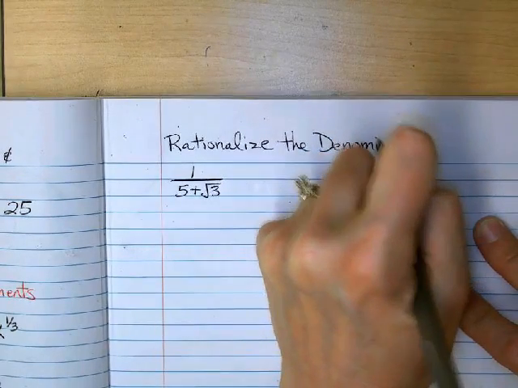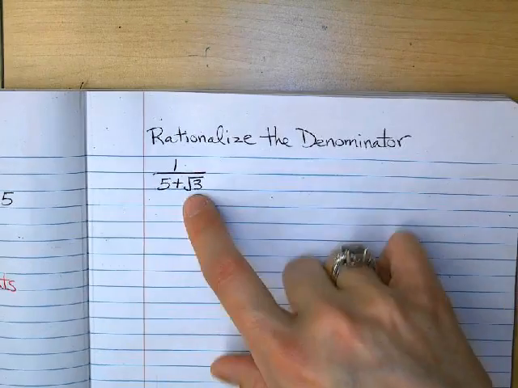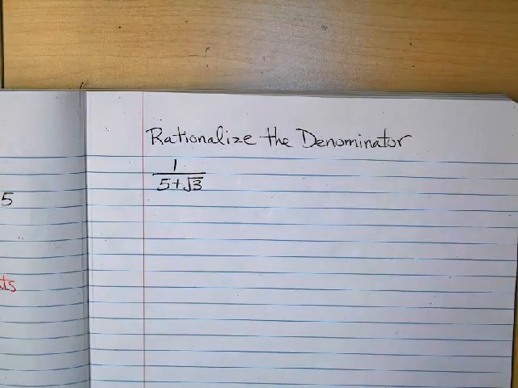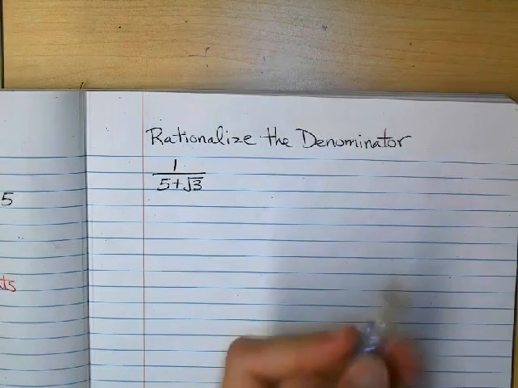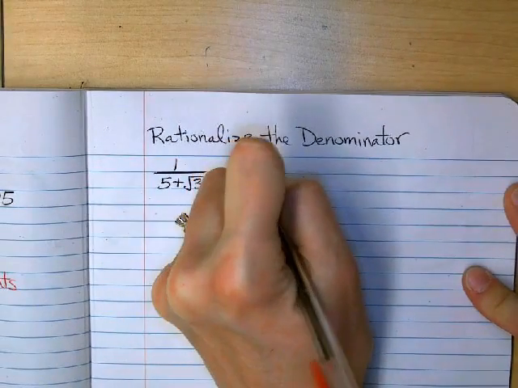It's to get rid of the square root that's in the bottom of the problem. The final answer is not supposed to have square roots in the bottom of a problem. So you do a thing called multiply by the conjugate.